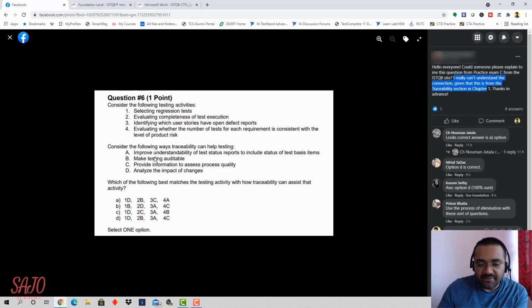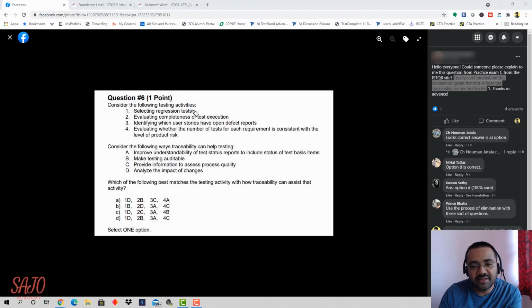Here it is a K2 type of question where you have to do a matching. The first is selecting the regression test cases. When you select the regression test cases, you have to do an impact analysis. You identify which test cases you should run so that the unchanged areas are also fine. Here you test more than the retesting: you test the failed part as well as some of the past test cases.